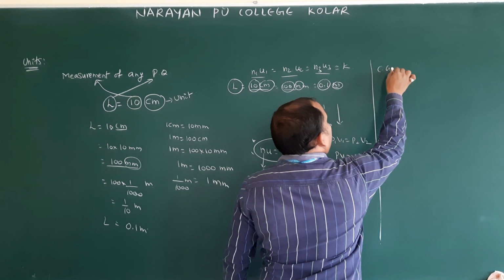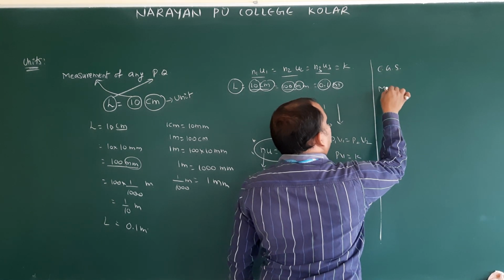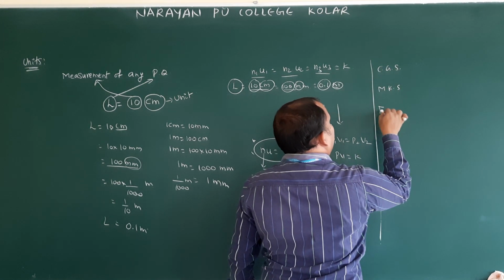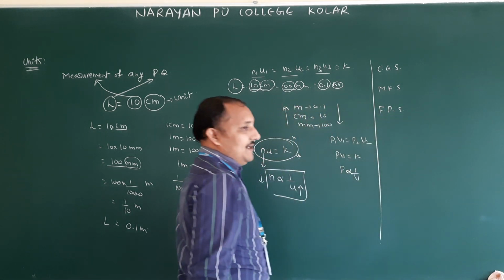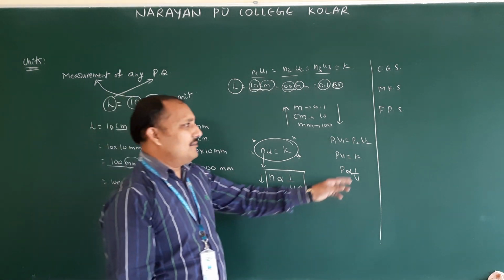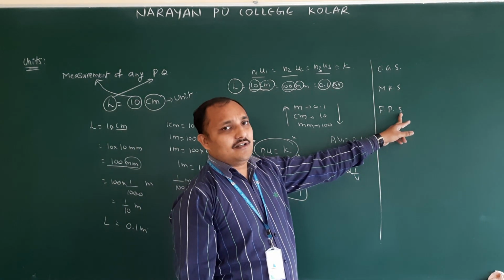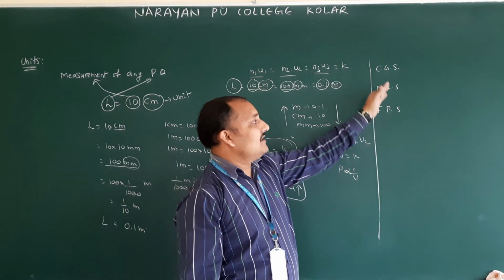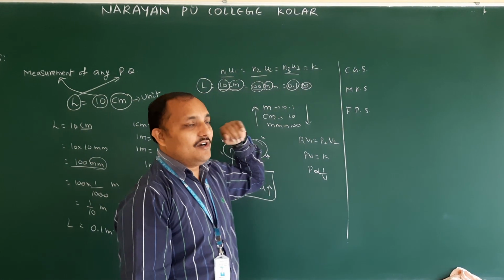So one is CGS, another one is MKS, another one is FPS. You know very well about CGS and MKS. I think you came to know FPS or not, I don't know. So I will give these. These are nothing but units, different types of units.